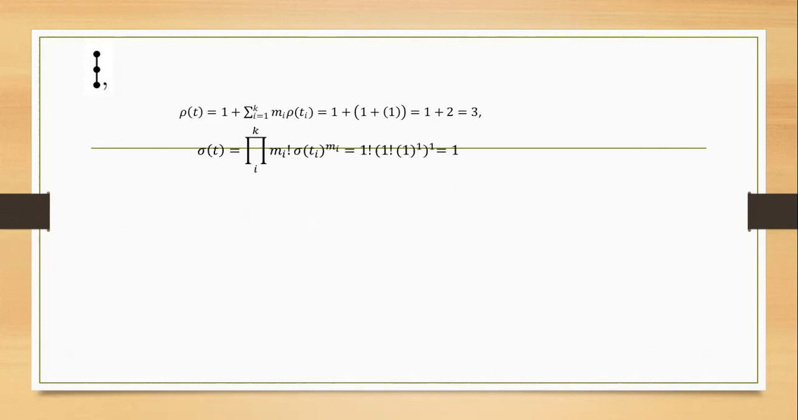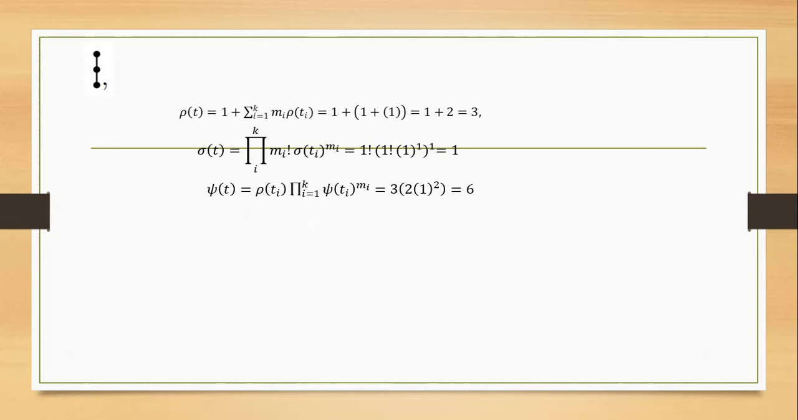Now, let's look at order of symmetry. The multiplicity of this is 1. Starting from the root to leaf is just 1. But the second leaf will now turn to a root for the third leaf. Then we have 1 factorial, open bracket again, 1 factorial, 1 raised to power 1, all raised to power 1, which is still 1.